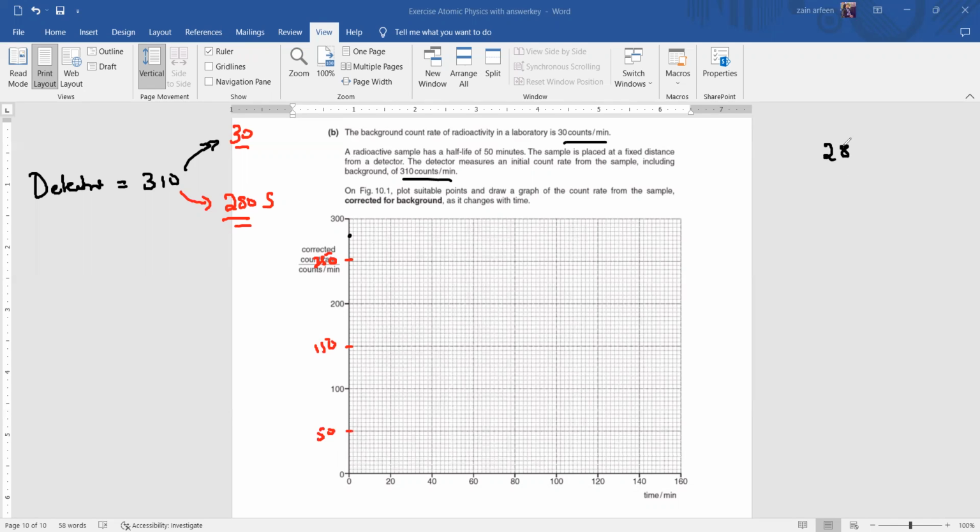Then first is 280. Then after one half-life, the half-life of the source being 50 minutes, after 50 minutes, how many radiations are there from the source? 140. So from 50 on x, because after every half-life the source radiation will become half. So we have 1, 2, 3, 4, because this looks like 50. So 50 and 140 will be the second point. Then after another 50 minutes, because the half-life is 50 minutes, the radiation will be 70. So at 100, the radiation will be 70.